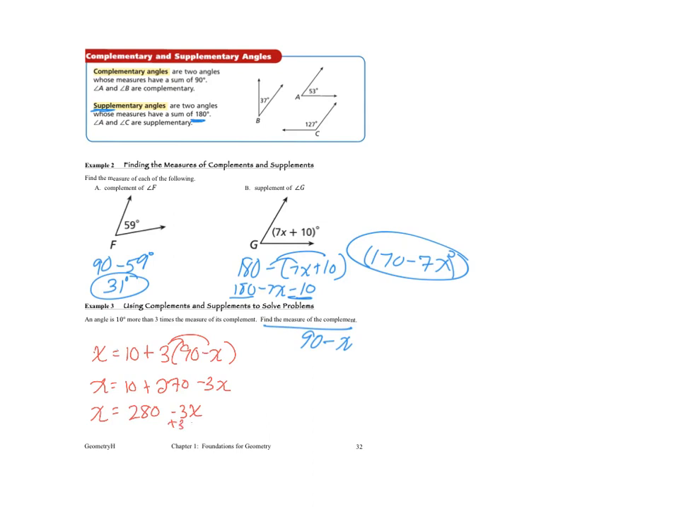And now I can add 3x to both sides. I could have done that first too, it doesn't matter. So I get 4x equals 280. Divide both sides by 4. And x is 70 degrees. And we can make sure that this makes sense. We can plug this back in. So the measure of the complement would have been 90 minus 70, which is 20 degrees. That makes sense, since they're going to add up to 90 degrees.